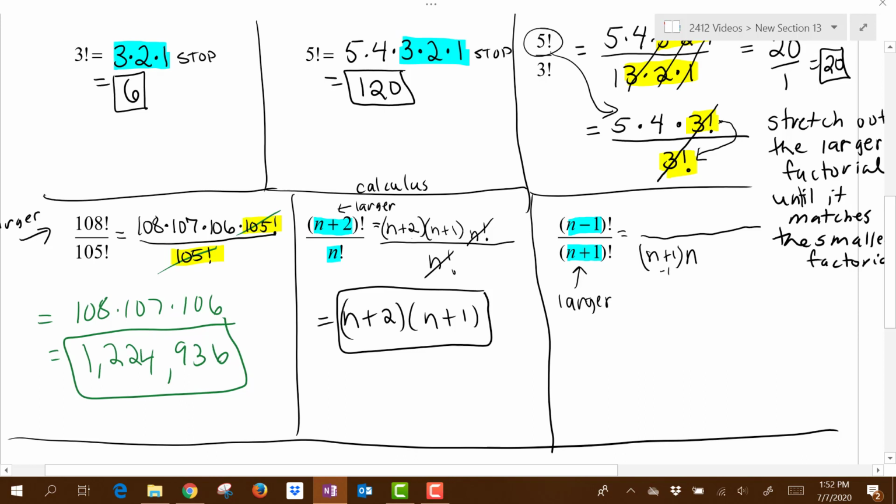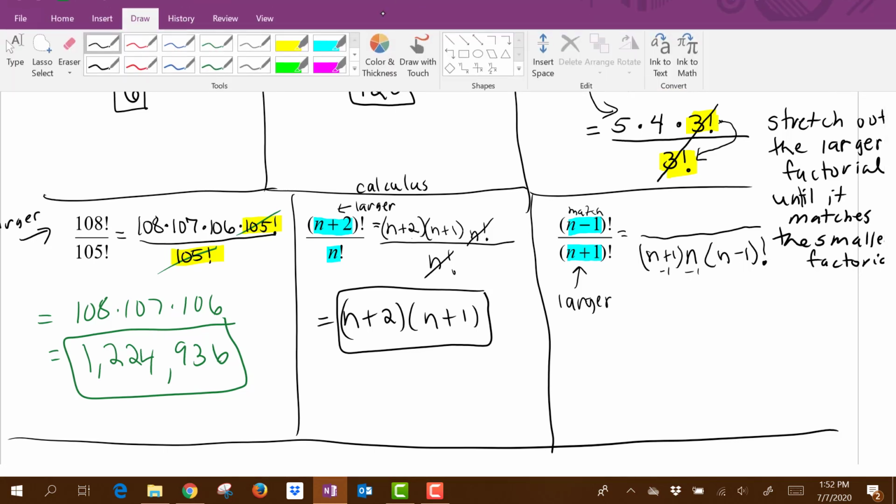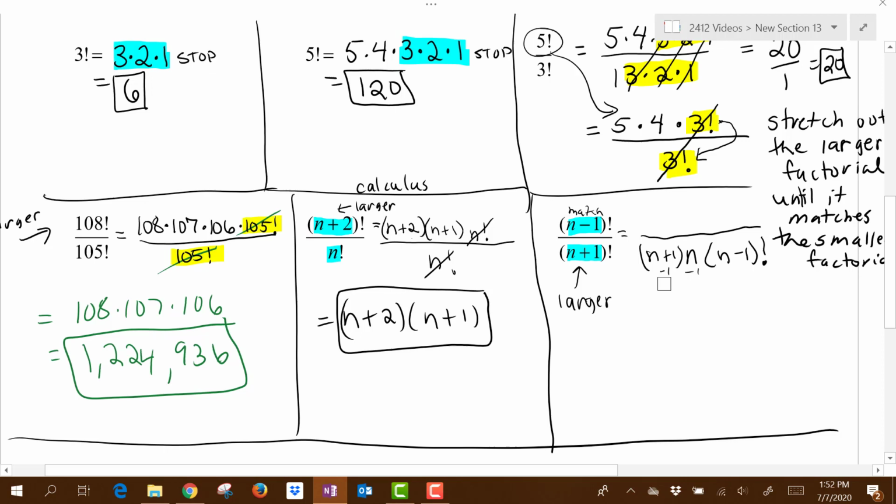Now remember, I want to get all the way until it matches n minus 1. So I'm going to go again. If I subtract 1 from n, I get n minus 1. Then I'm going to stop there and put the factorial to say that n minus 1 factorial, I'd continue with that expansion if I wanted to. But I'm not going to expand anymore because I know it matches all the common factors at the top.